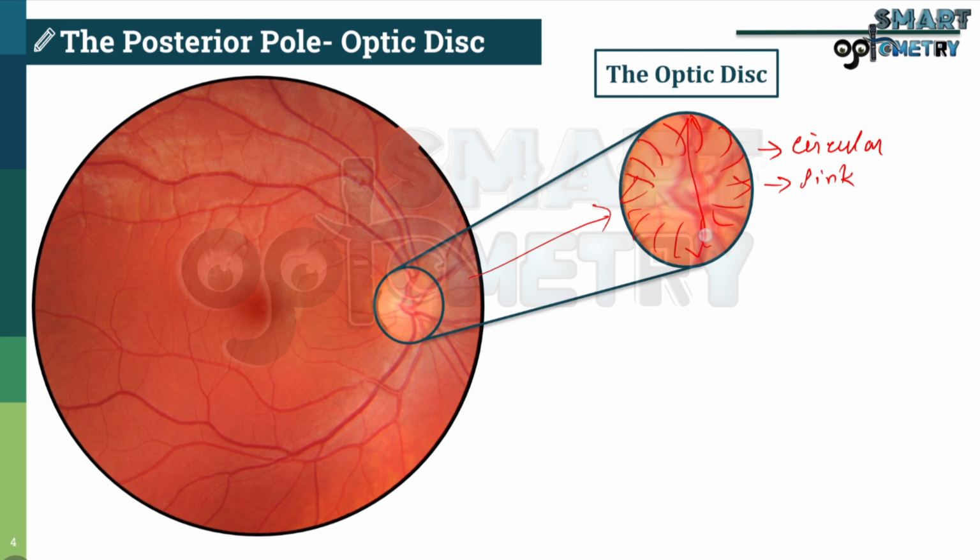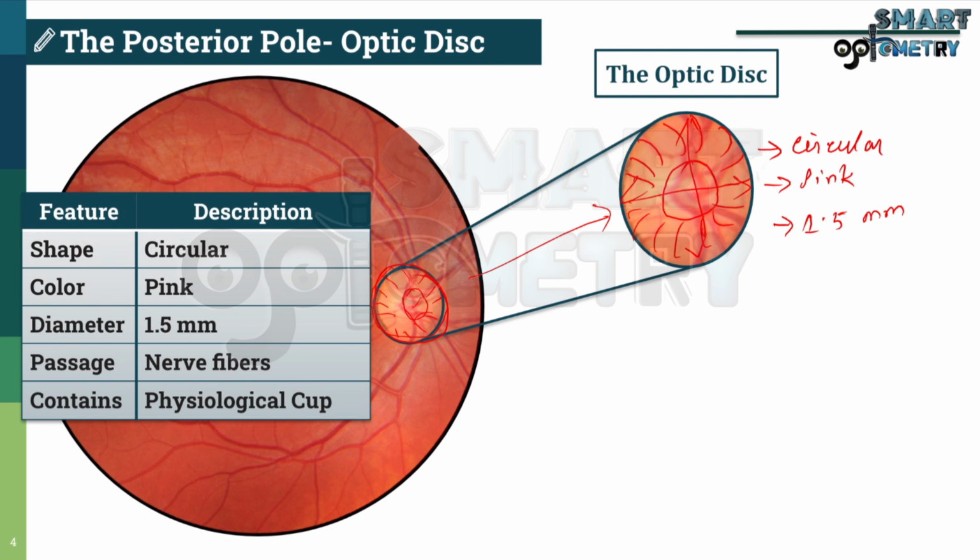The diameter of the optic disc is 1.5 mm and all the retinal layers terminate in this area and only optic nerve fibers enter through the optic disc. And the optic disc contains a central depression. It's called the physiological cup, where the central retinal artery and vein emerge. So the central retinal artery and vein emerge through this physiological cup.